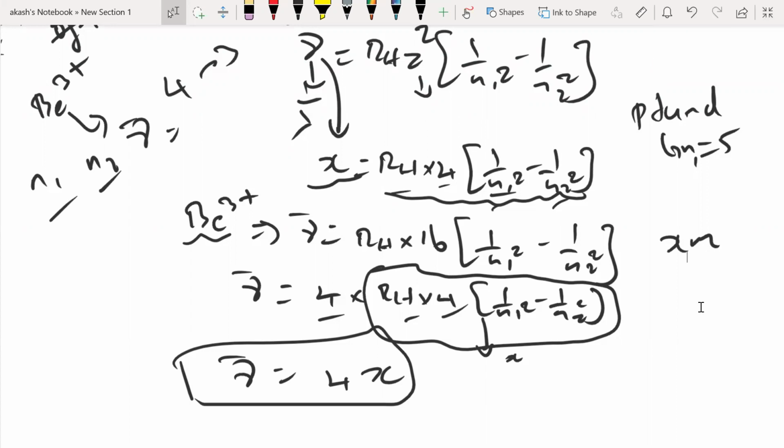So is it X upon 5? No. I think you're missing that. You're finding it for He plus, I guess. No, you're not finding it for hydrogen. You're finding it for He plus. So the Z value will be different, right?